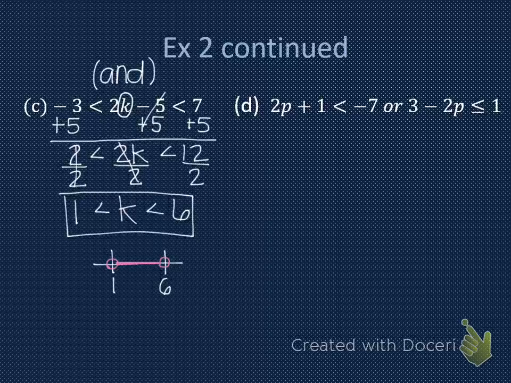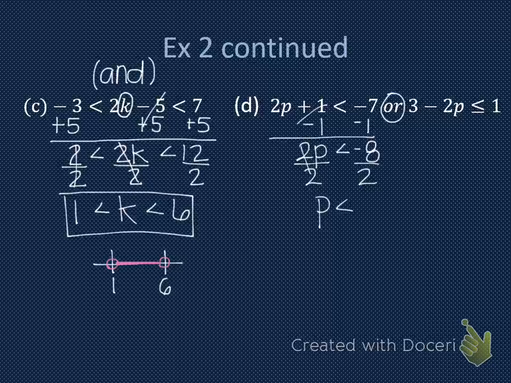Let's look at letter D. Is this an and or an or problem? Or. Again, I would circle that word or, highlight it, make it stand out so that you clearly see there are 2 separate inequalities. If we solve the first one, 2p plus 1 is less than -7, what do we do first? We move the 1 by subtracting it, all right? So we have 2p is less than what? -8. All right, how do we finish this one? Divide both sides by 2. So p is less than what? -4.